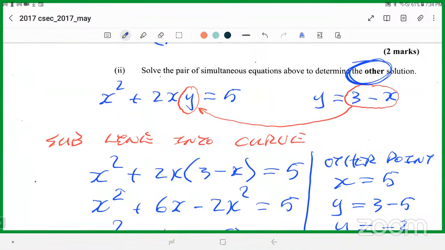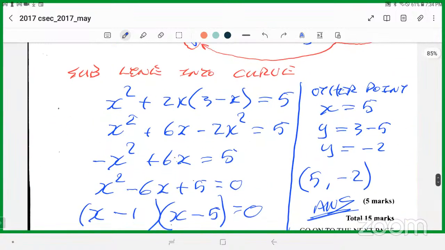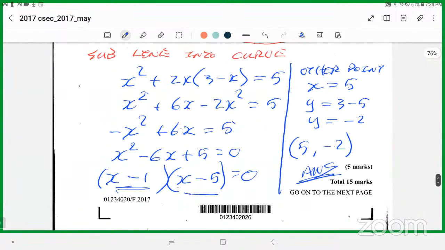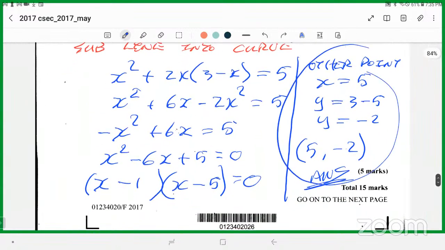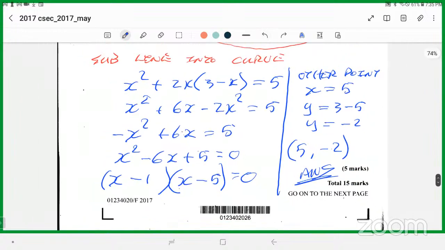So once you've got these two factors, x minus 1 and x minus 5, you know that this is the one giving you x equals 1. That's for the first point that I gave you. The other point is where x equals 5. So we wrote the other point, x equals 5 over here. That's what we did over here, the other point. All right? So that is that. We don't need to go work the question over again.